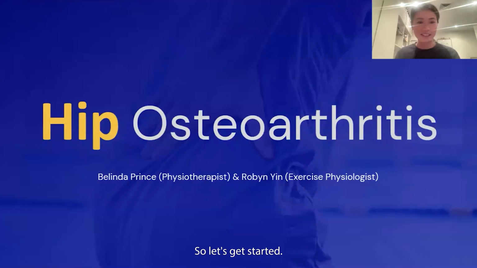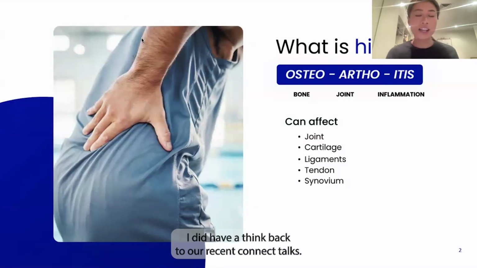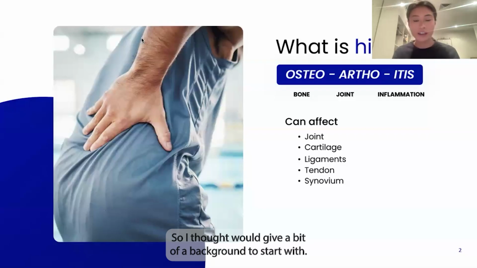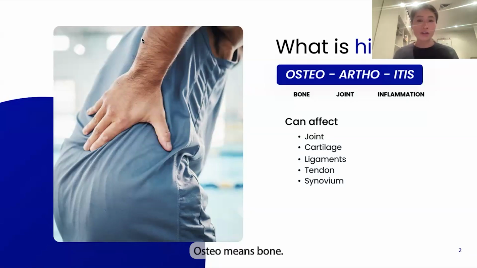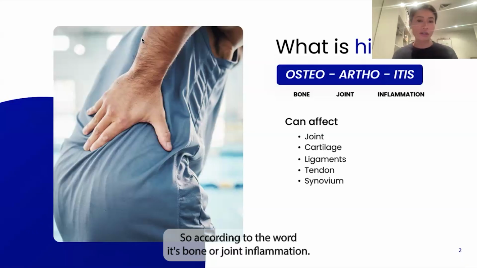So let's get started. First of all, what is hip osteoarthritis? I did have a think back to our recent Connect talks, and I don't think any of the physios or exercise physiologists have talked about osteoarthritis in our recent one. So I thought we'd give a bit of a background to start with. Osteoarthritis, obviously a bit of a long word, like a lot of medical terms. Osteo means bone, arthro is joint, and itis is inflammation. So according to the word, it's bone or joint inflammation.